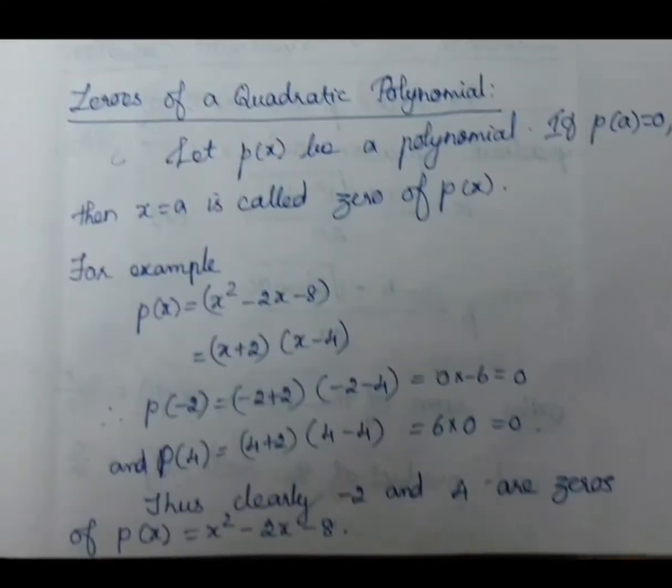Next we can see the zeros of a quadratic polynomial. Zeros means the value which, when you substitute in that expression, you get the total value 0. That is the zero of the polynomial. In the 9th also you studied how to find the zeros. Okay, zeros same as roots. For the polynomial, if you apply a value for the variable and find the total value 0, it is the zero of the polynomial.